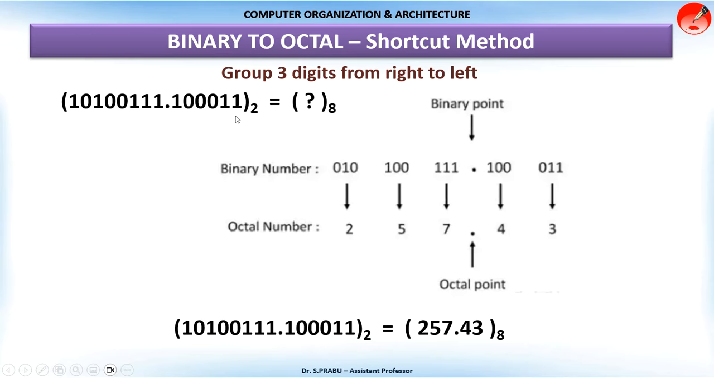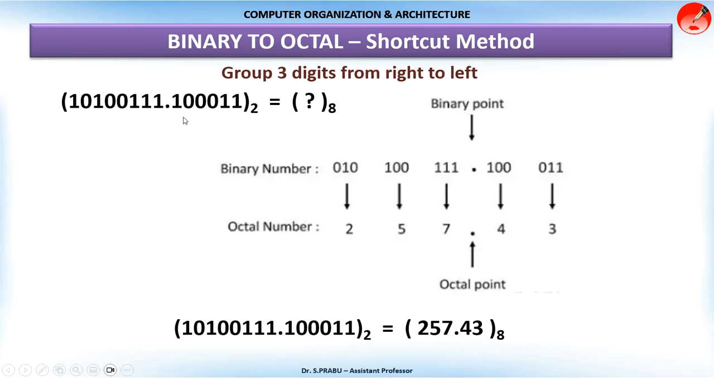Suppose the number is given like this. You can group the number in groups of 3 and get the corresponding value. The given number is a fractional number, so this part is the integer part and this part is the fractional part. For the integer part, the grouping is done from right to left.